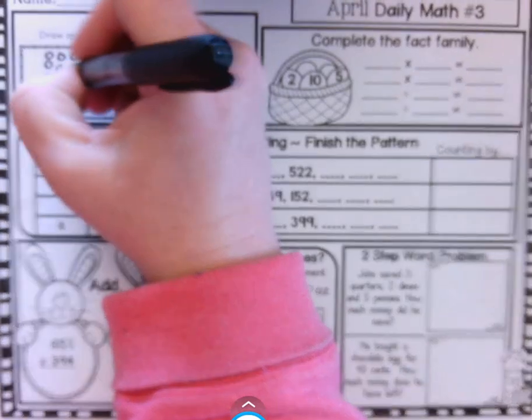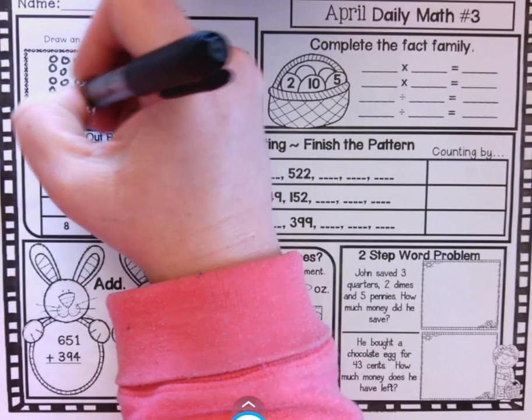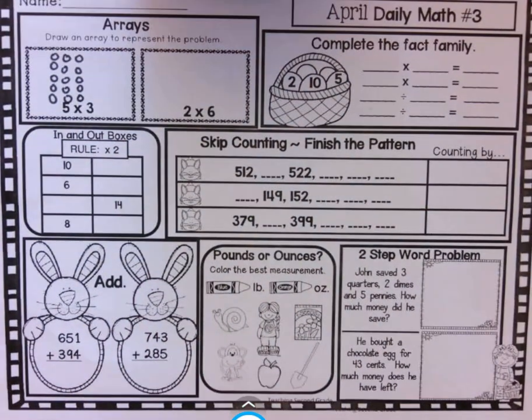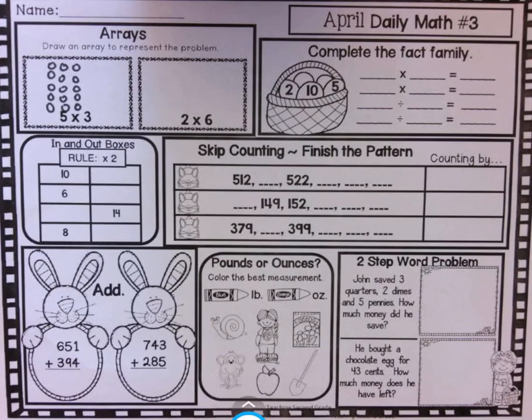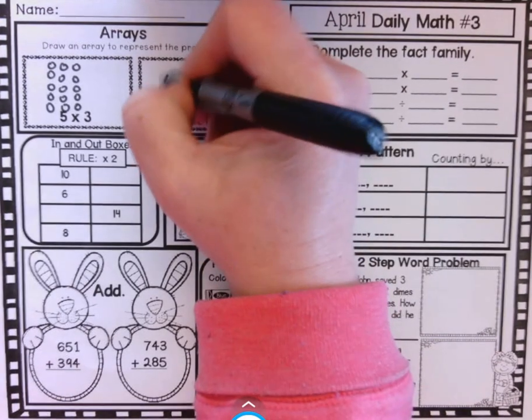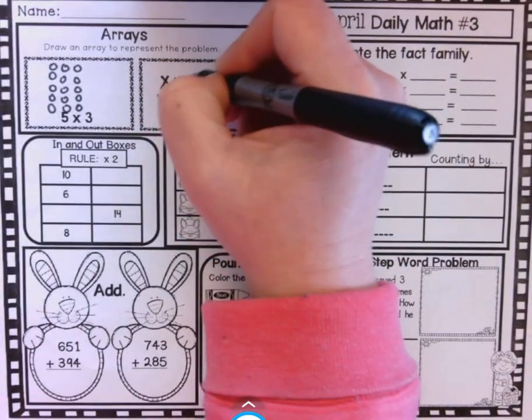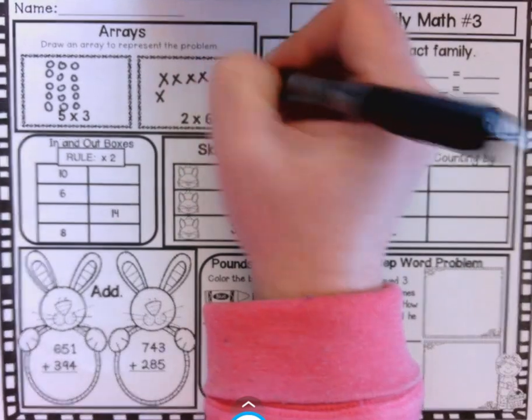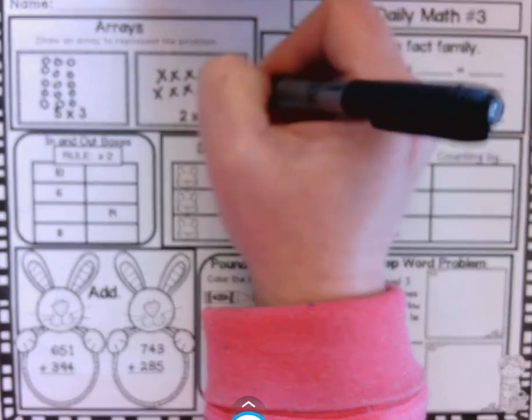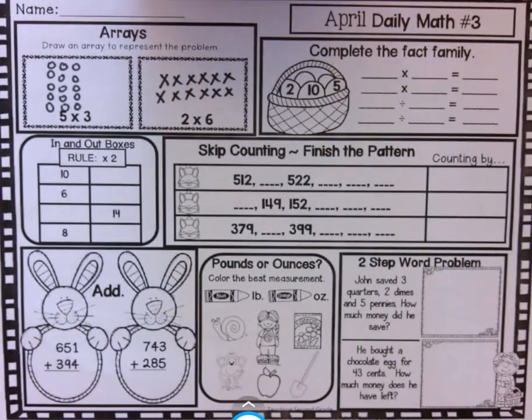Remember when we've done these before, it just told us to do them differently. It didn't call them arrays, I don't think. So a 2 by 6 is going to be 2 of them by 6. 2, 3, 4, 5, 6. See how that goes? Okay.